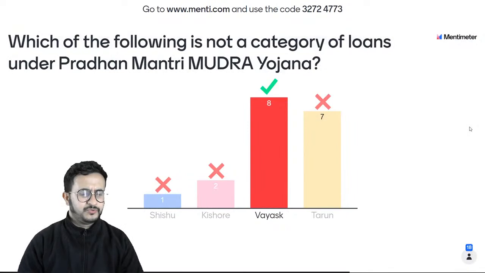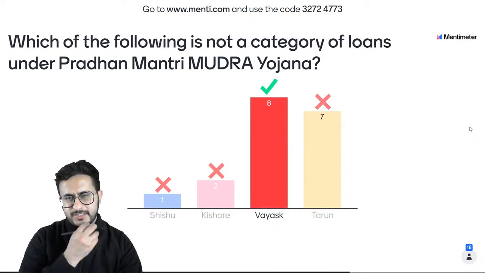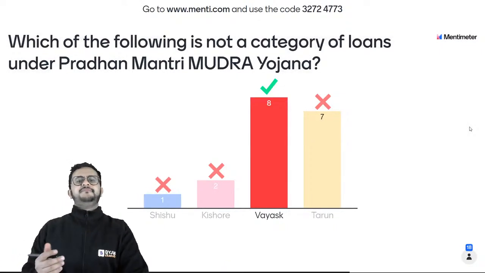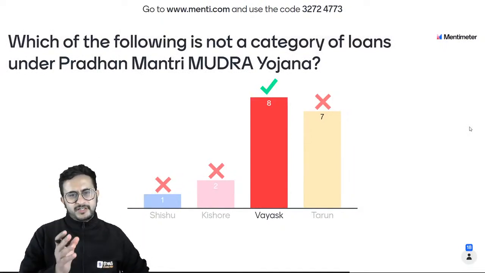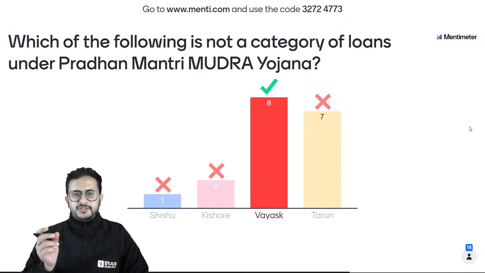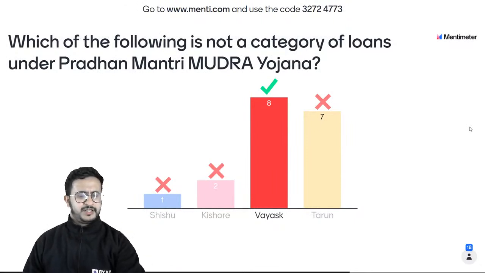So Pradhan Mantri Mudra Yojana is, what is that? Micro Units Development and Refinance Agency, right? So specifically for MSMEs, right? There are three loan schemes under this scheme. The first one is the Shishu scheme. Shishu scheme is for small loans. These are all Hindi words. Shishu means an infant, right? So the Shishu loan is up to 50,000. If someone needs a loan up to 50,000, that is the Shishu scheme.